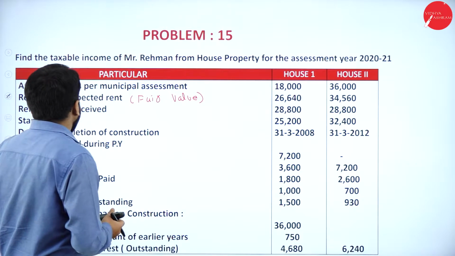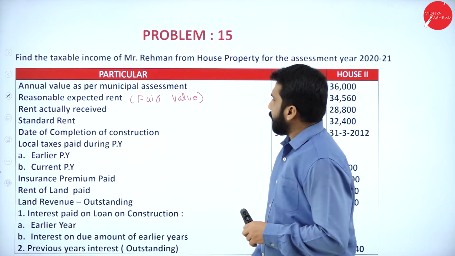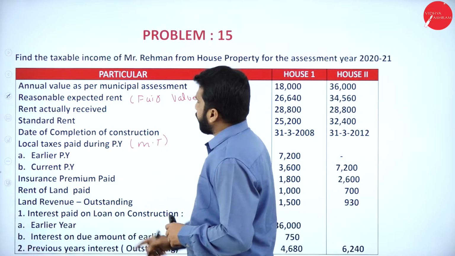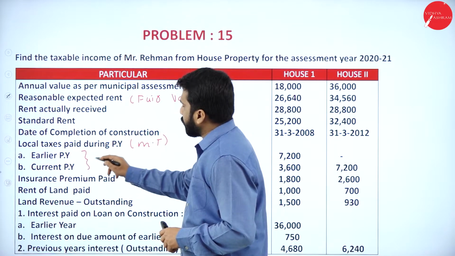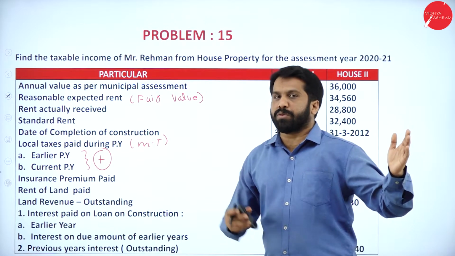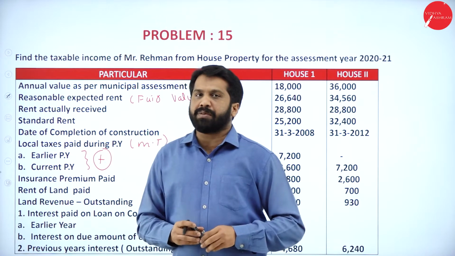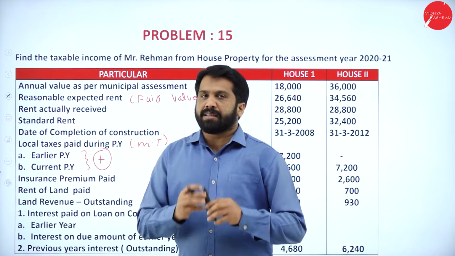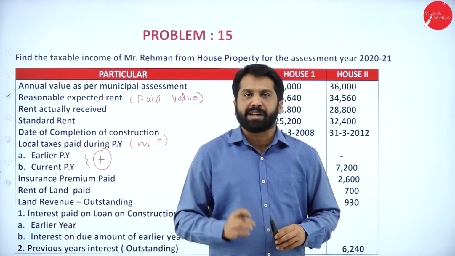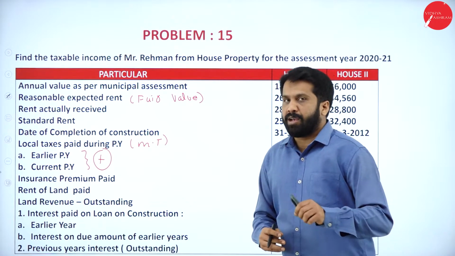Along with this, date of completion of construction, local taxes paid during the previous year, and earlier previous year, current year. Local taxes paid means municipal tax paid. Earlier year and current year, both we will add and take. Municipal tax, maybe it is due from 10 years back. Now you have paid. Whatever paid for the current year along with your previous year due, it has to be taken as municipal tax paid. But the rule or condition is it must be paid by the owner. If it is paid by the tenant, we will not consider. Now, they have not given any additional information, means this is paid by the owner itself.